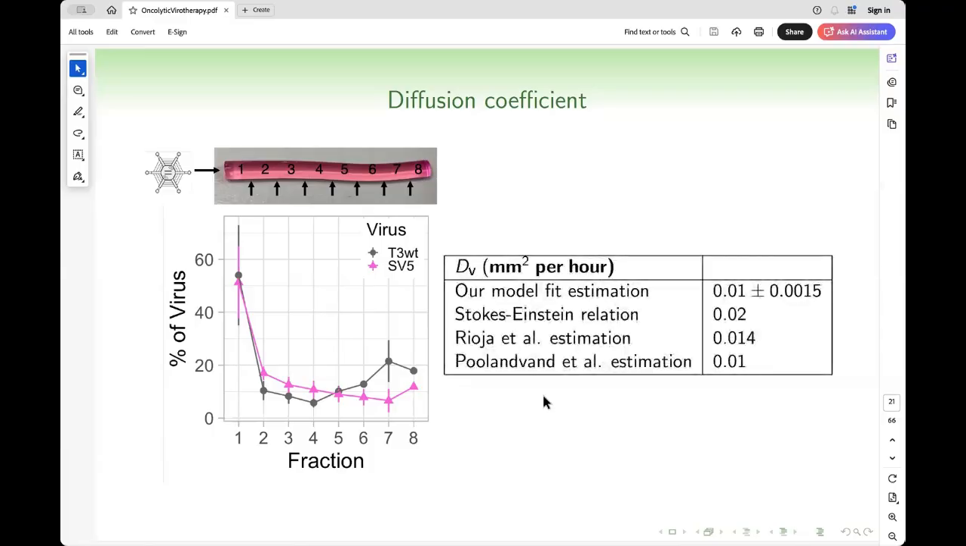And I think I have this here. And then the diffusion coefficient turns out to be 0.01 millimeter squared per hour plus tolerance here. There are other ways in the literature how people measure the diffusion coefficient for virus particles, and I compare them here. So Rioja estimated 0.014, Poulard-Wand estimated 0.01, and you can use the Stokes-Einstein relation, and you get 0.02. So these are all in the same ballpark, right? They are more or less the same. Well, biologically, they are actually the same. And this is great. So then we have dV and we have the gamma as well. Okay.